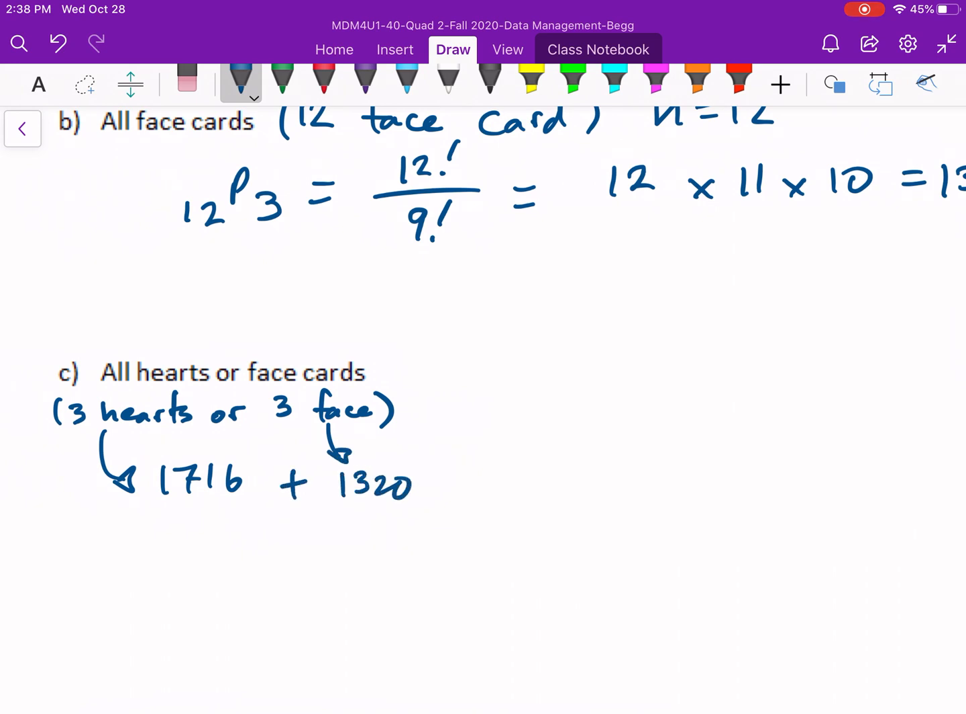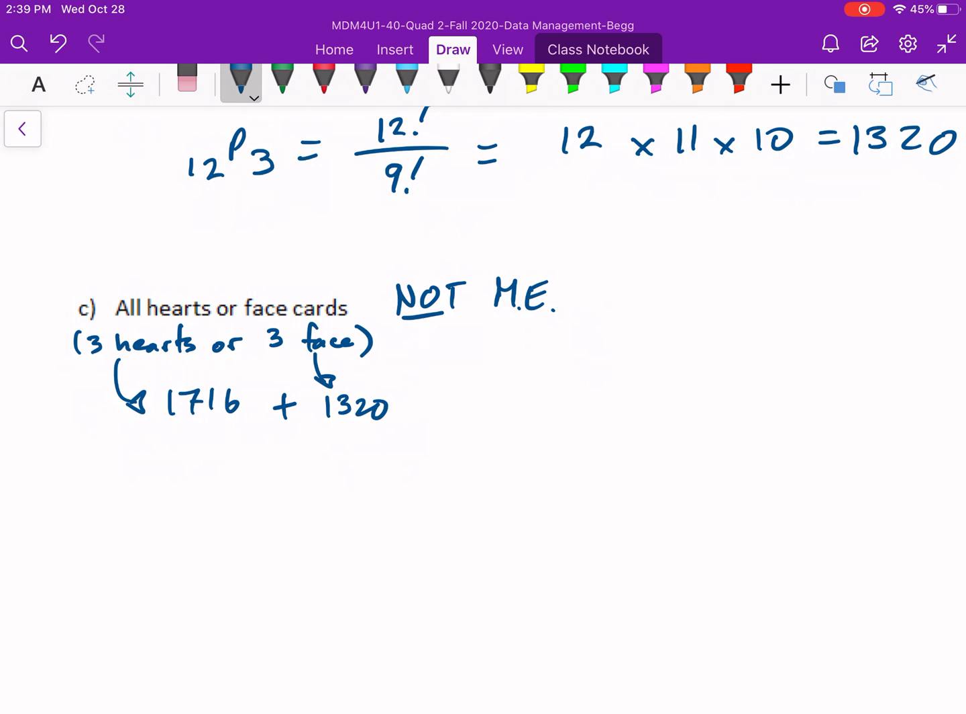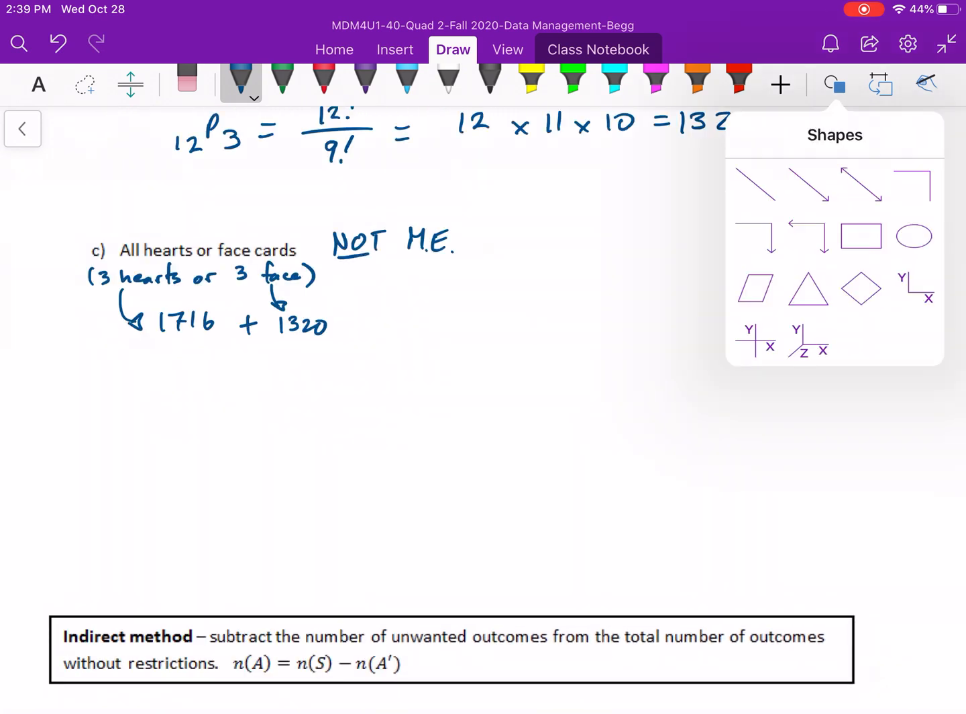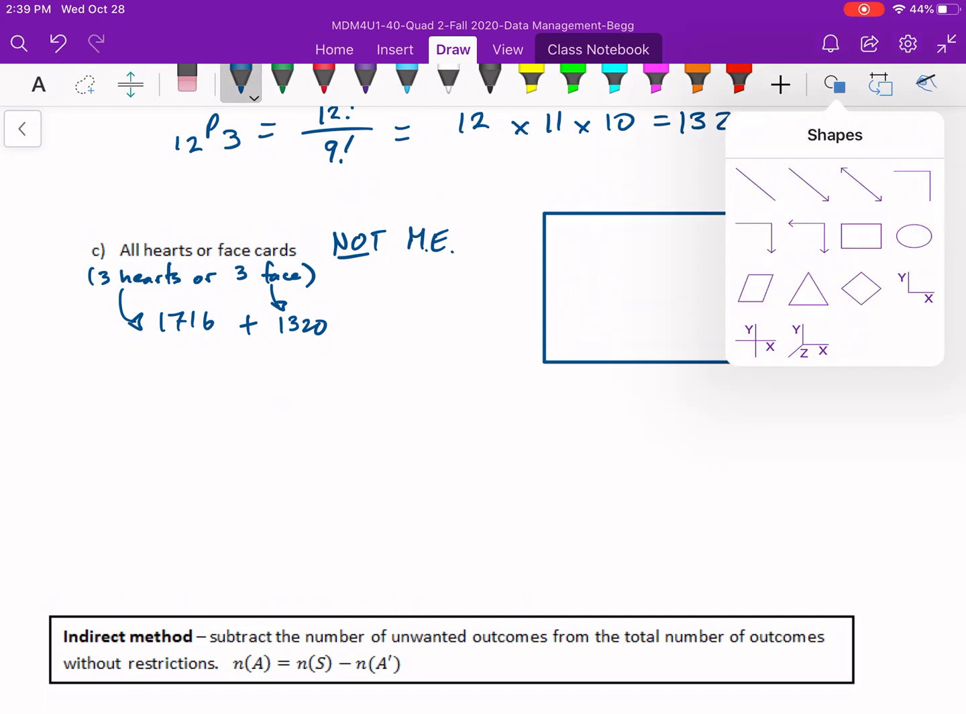We would add those together. However, there's an overlap. These are not mutually exclusive. I'll just write ME for mutually exclusive from now on. But it's not ME. There's an overlap, right? Let me draw a Venn diagram, in fact. I haven't drawn one of those for a while, so I'm due.